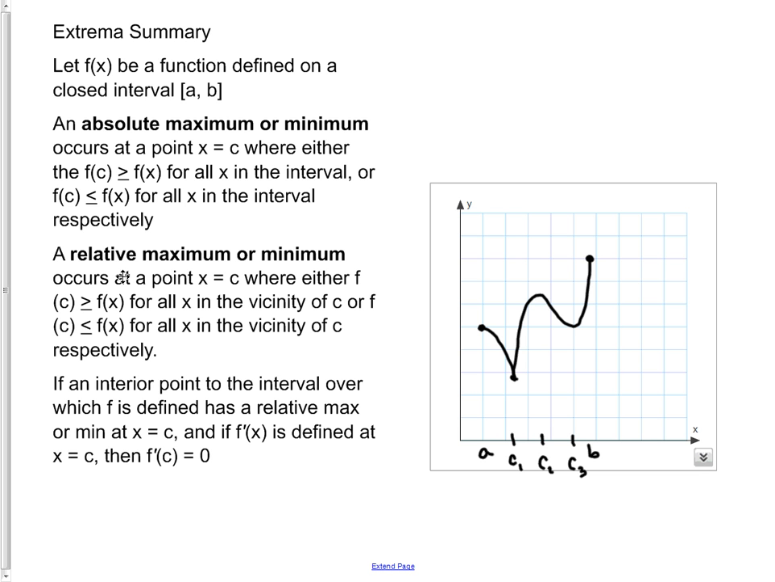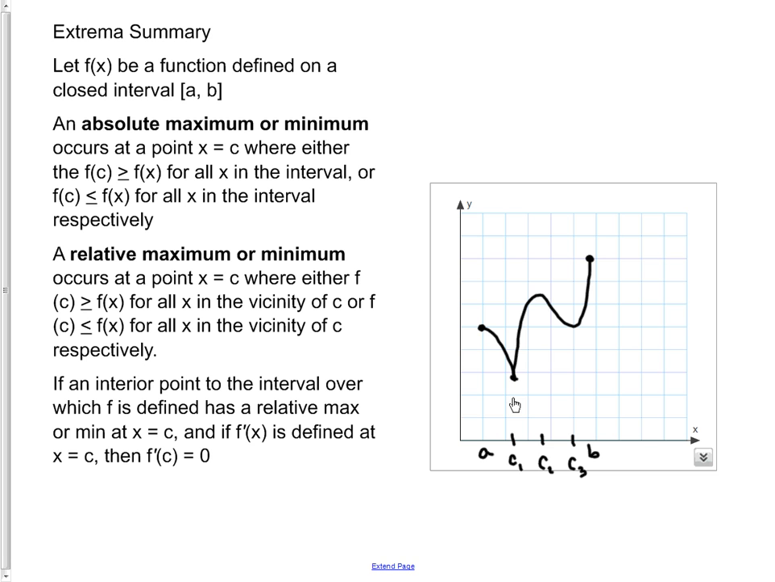A relative maximum or minimum is going to occur at some point x equals c where either f of c is greater than or equal to f of x for all x in the vicinity, or f of c is less than or equal to f of x for all x in the vicinity. Now, what do we mean by that? Well, let's look at our graph right here. We've got some function f of x that happens to be defined with this graph.